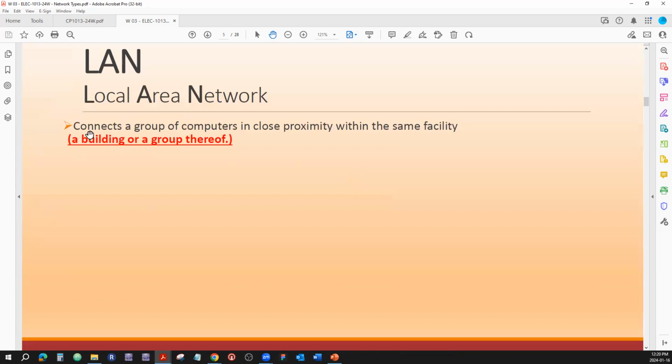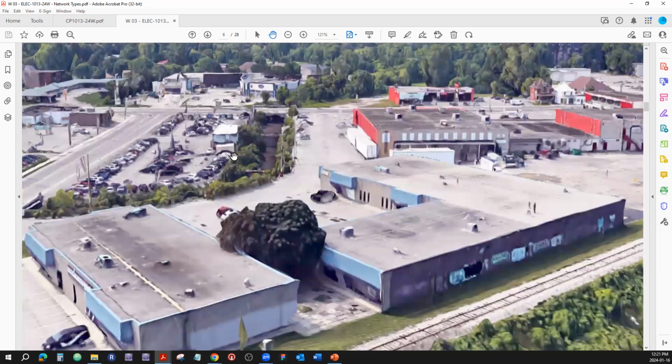So we continue with that LAN. As we remember, we connect a group of computers in close proximity within the same facility, a building, or a group of buildings. Here comes the next slide. I just took a snapshot from Google Maps because I wanted a couple of buildings that are in close proximity. I don't know what these buildings are, where they are, or whose they are. I just needed 2 buildings close together so we can pretend that this is one huge company for the purpose of this lesson.